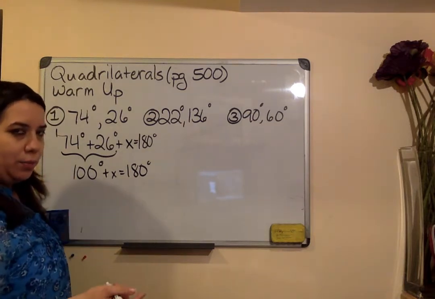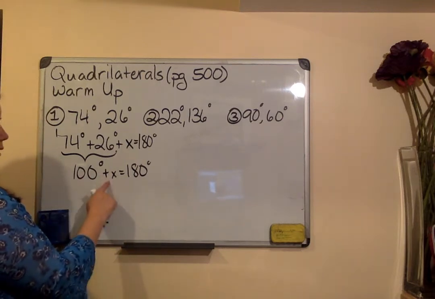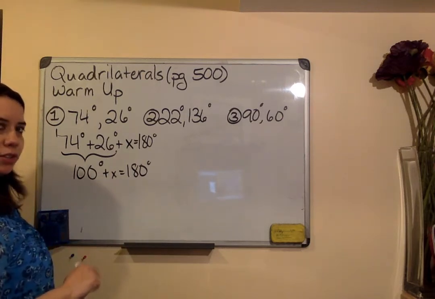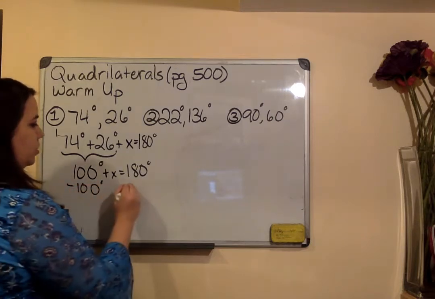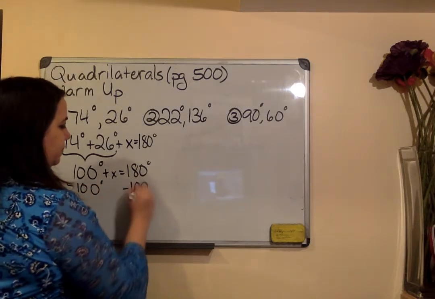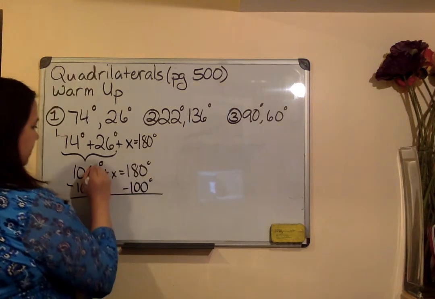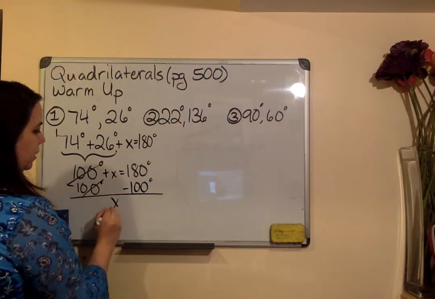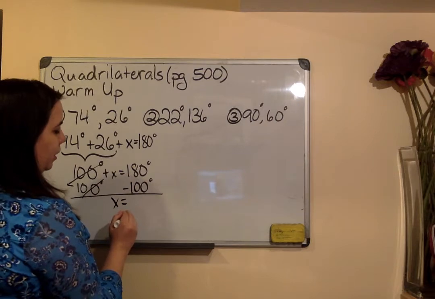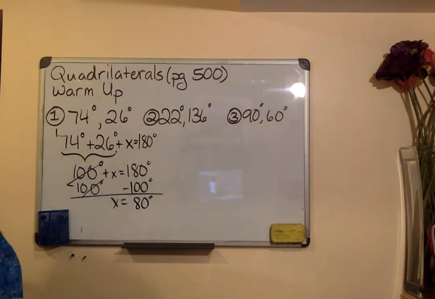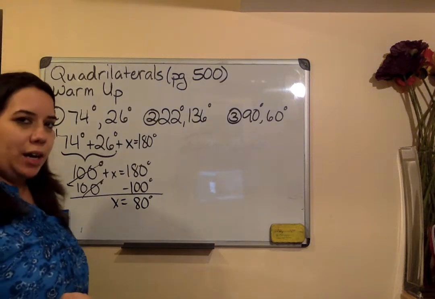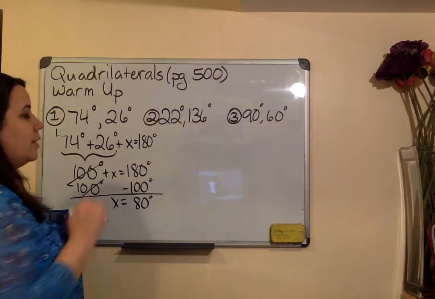I need to take away. I need to subtract, because the inverse operation of addition is subtraction. So we do minus 100. And what you do to one side of the equation, you do to the other. Okay? Cancels it out. And 180 minus 100 is 80 degrees for the first triangle. You got that? Great job. Now let's look at the second triangle.